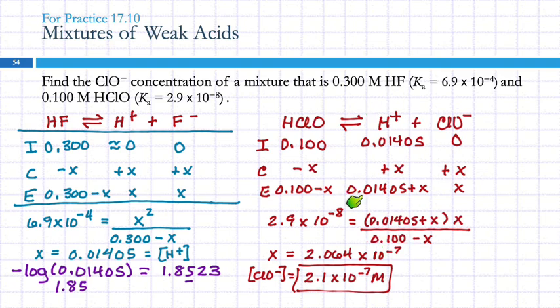Over here, what's the hydrogen ion concentration? Well, it's that number, right? 0.01405 plus 2.064 times 10 to the minus 7. Well, that's still 0.01405, because this is a little tiny amount.